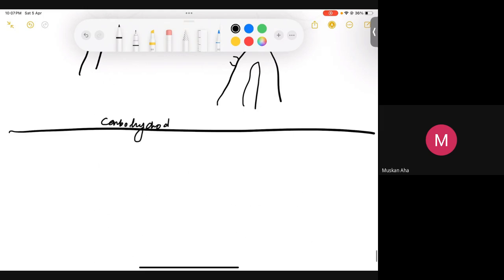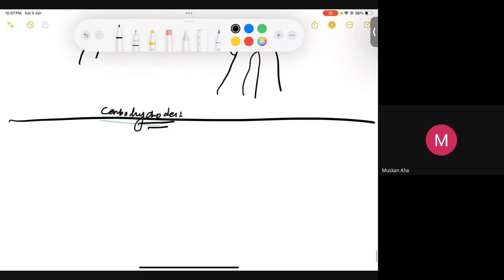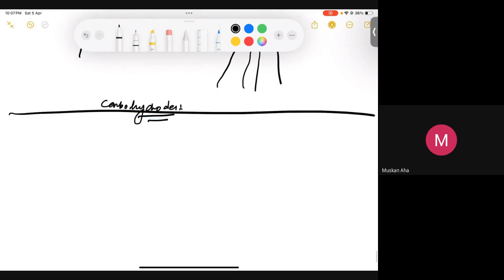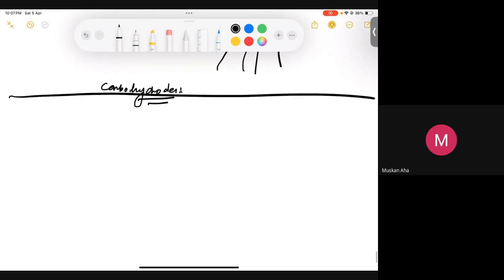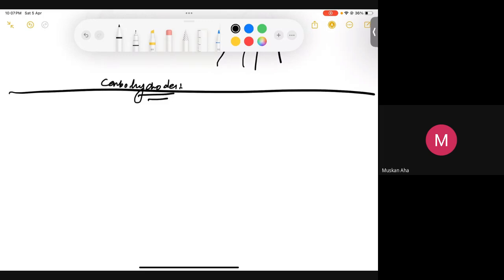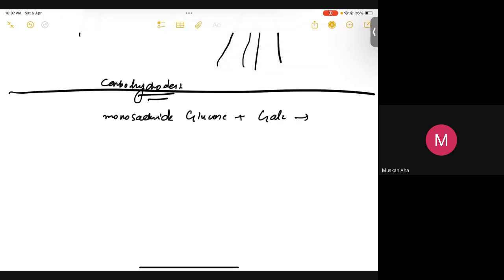Okay, so let's discuss our last reabsorption, that is carbohydrates, right? How do carbohydrates get reabsorbed? Carbohydrates can be monosaccharides and they can be polysaccharides. The monosaccharides are, for example, your glucose and your galactose. Monosaccharides, for example glucose plus galactose, are going to be reabsorbed via a transporter.